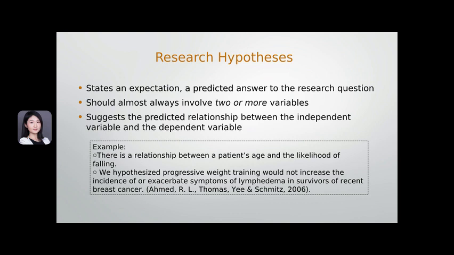The difference between research questions and hypotheses is that research questions are the specific queries the researcher wants to answer in addressing the research problem, while the hypothesis is the researcher's prediction about the relationships among the variables. Usually you can reword the research question to a hypothesis or the other way around. For example, there is a relationship between the patient's age and the likelihood of falling. This is a hypothesis.